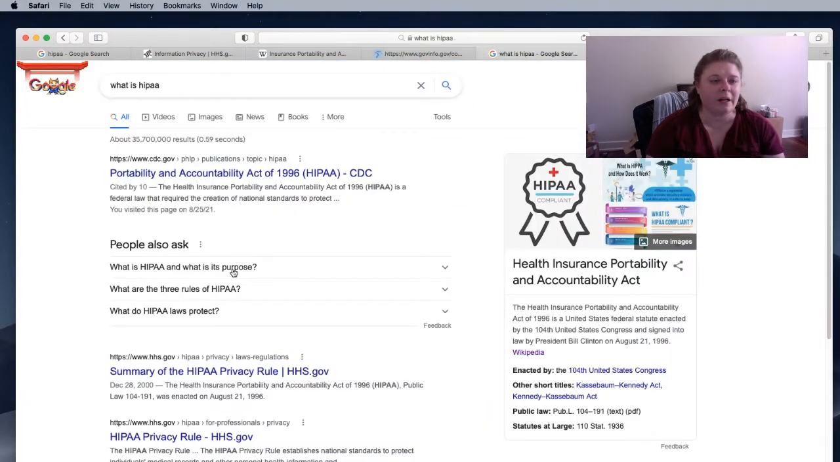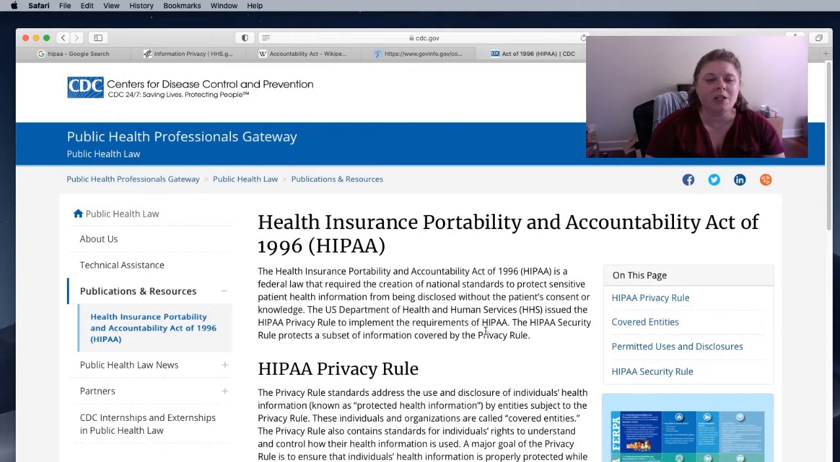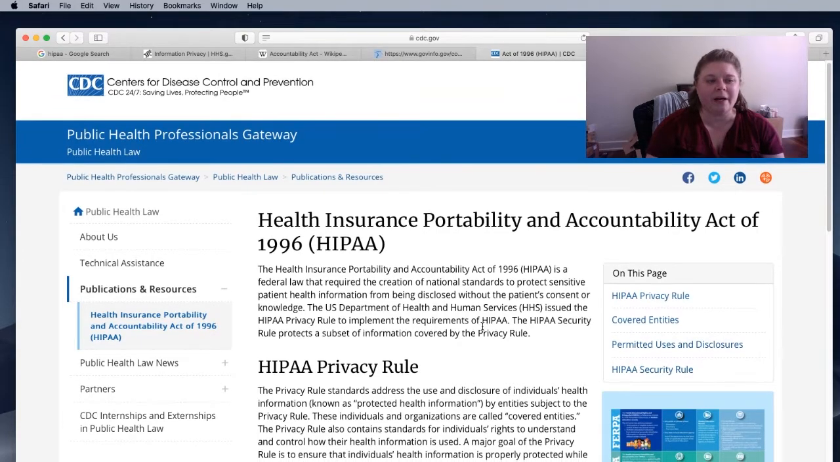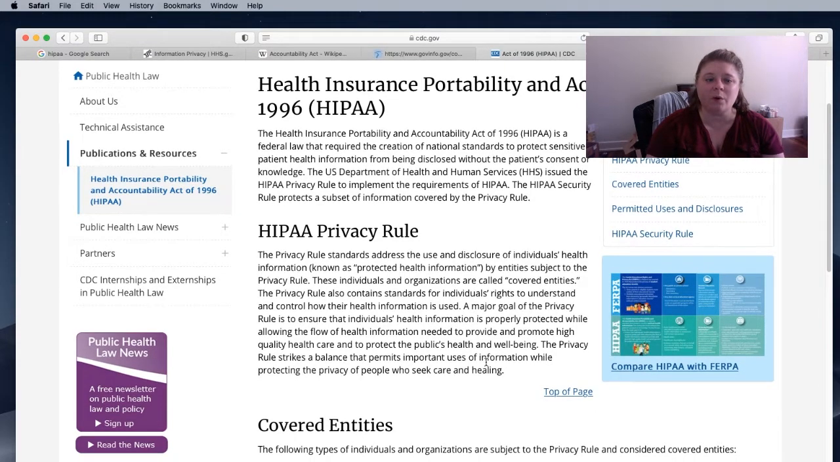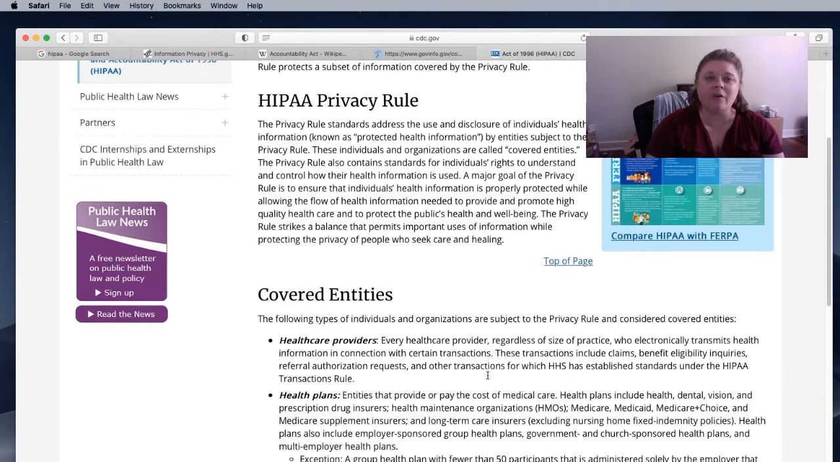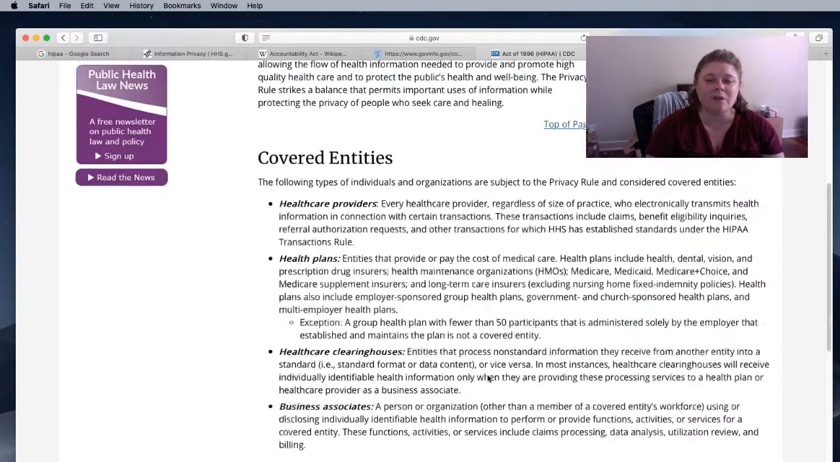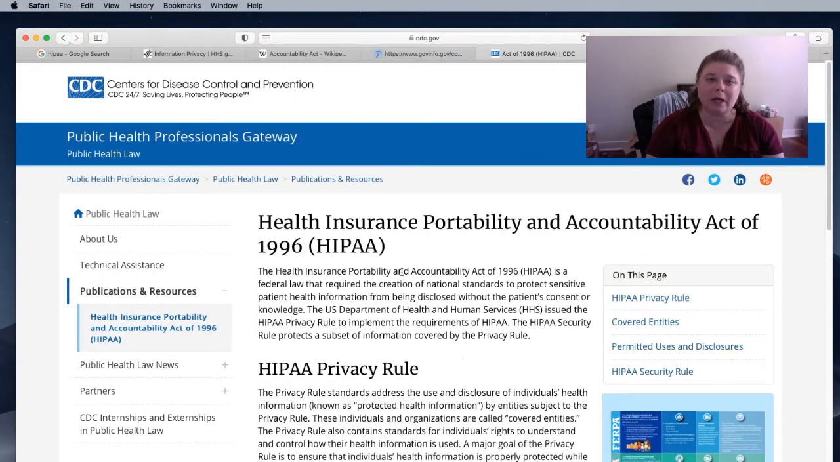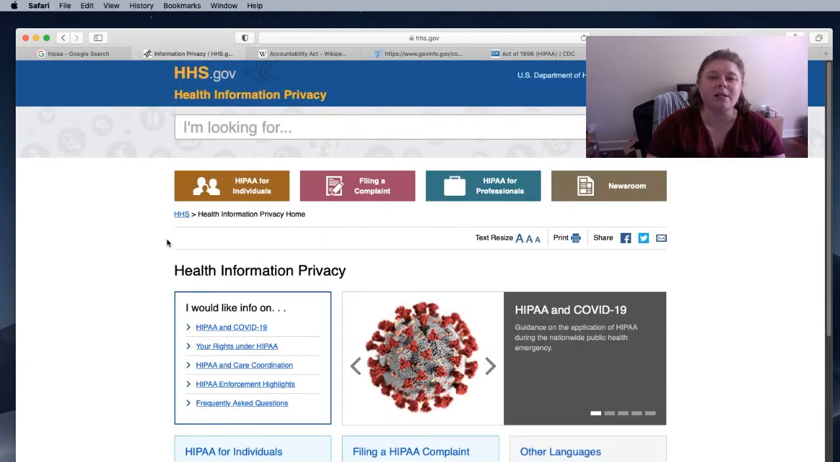You'll also find that the CDC is a good place to learn information about HIPAA. If you go to the CDC's area about HIPAA, it lets you know about the privacy rule, which is the specific standard that addresses the use of your health information. It tells you about the covered entities that are affected by HIPAA. It tells you what is permitted, and it gives you a lot more information. It's a nice, quick overview of HIPAA.